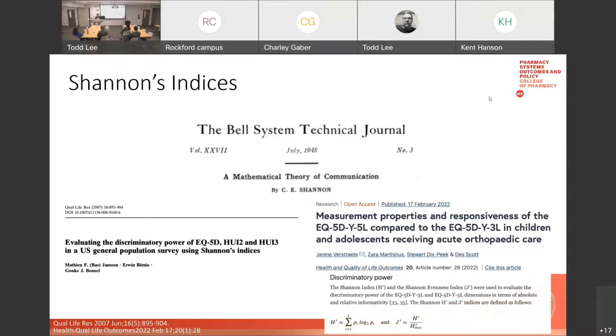And here's just another example of these indices being used in more recent publication in this field related to the EQ5D. So this was from February 2022. And this is just a little teaser. I see it's a little cut off on the screen here of what the equations are, but I will show them in the next slide.